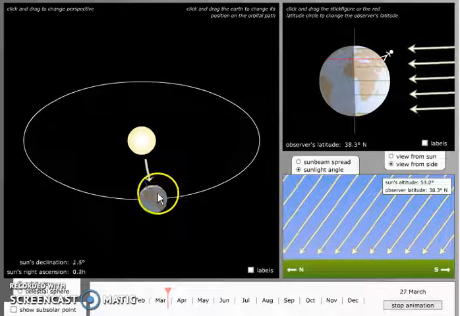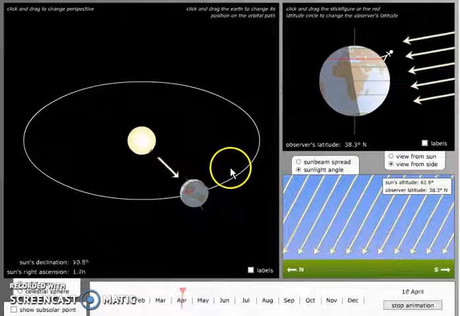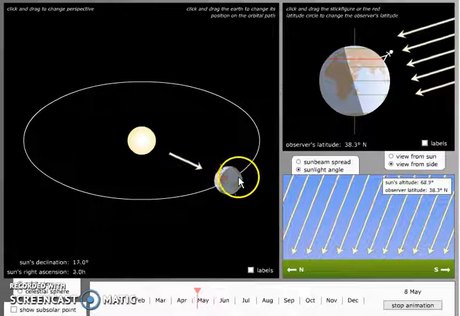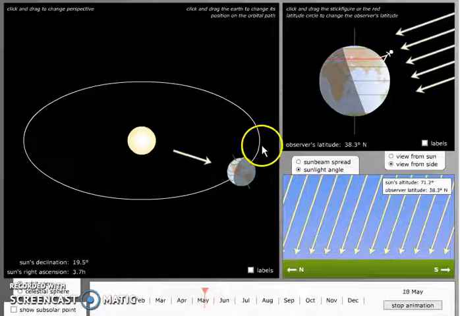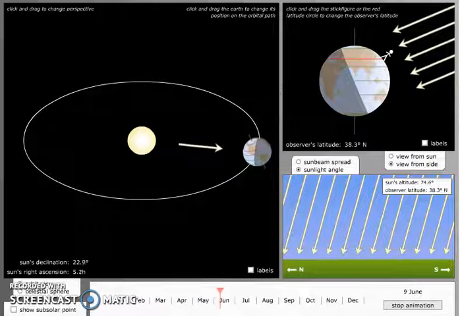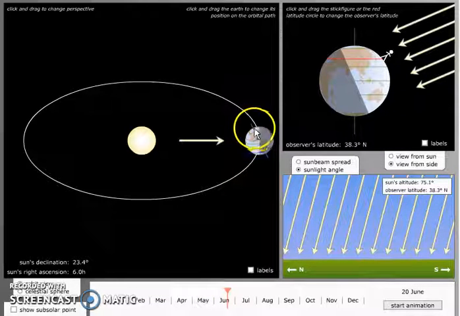And as Earth orbits, you can see we'd have April, then May. This is really slow. Until finally Earth gets to the next important date, which would occur in June. During the month of June, we have the summer solstice. This is the first day of summer.